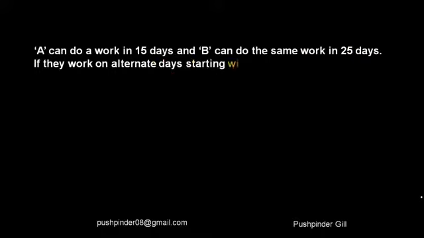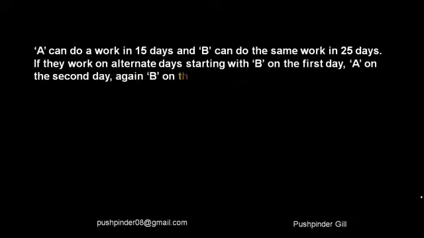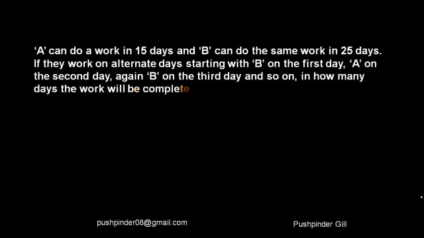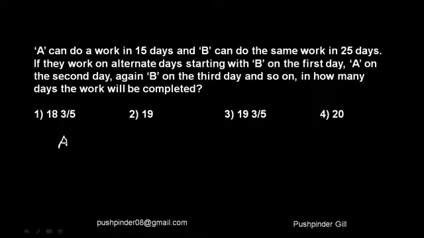Now in this question over here, A can do a work in 15 days, B can do the same work in 25 days, and if they work on alternate days, starting with B on the first day, now, which is very important. He's trying to confuse you. He's starting with B on the first day, then A on the second day. So how many days will the work be completed? Again, the same kind of question, right? So let me just do it in a quick manner so that you are able to understand it.